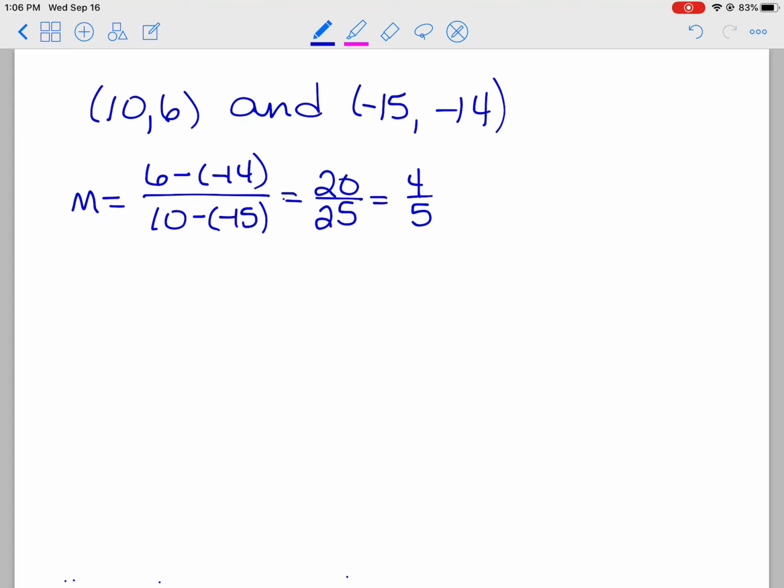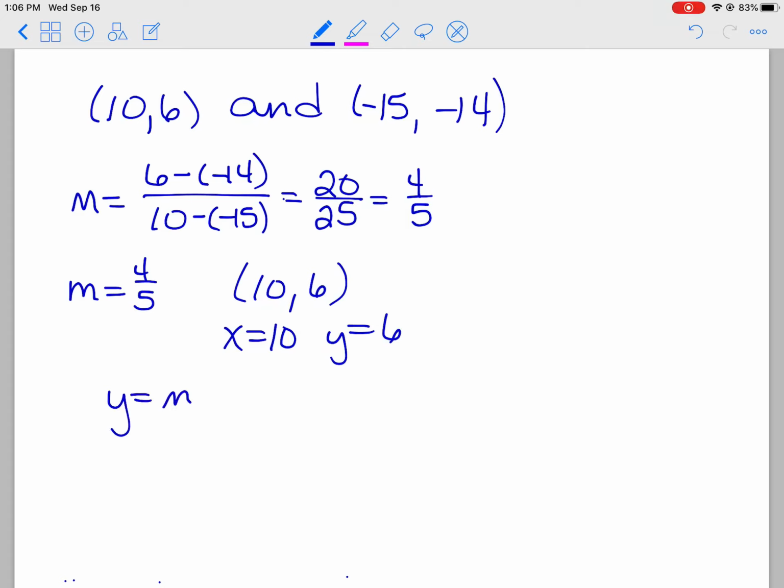Pick your equation, or pick a point, I'm sorry. So now I have slope equal to 4/5, and I'm going to use (10, 6) to write my equation. So the x is equal to 10, y is equal to 6. I know that y equals mx plus b. So that means that 6 equals 4/5 times 10 plus b.